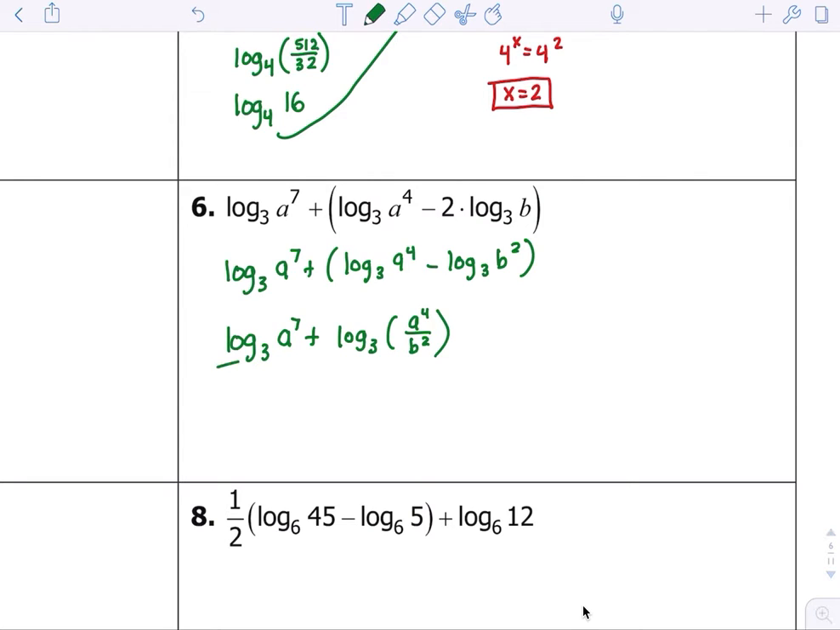Now we have log and there's a positive sign, so now we can multiply it. So log base 3 of a to the 7th times a to the 4th over b to the 2nd. And this simply, you guys, turns into log base 3 of a to the 11th over b squared.